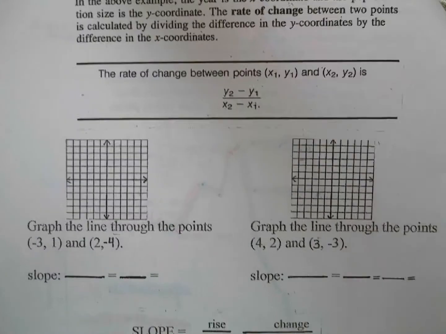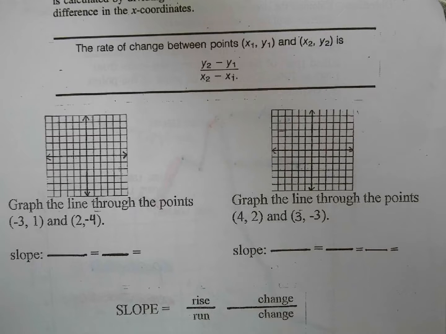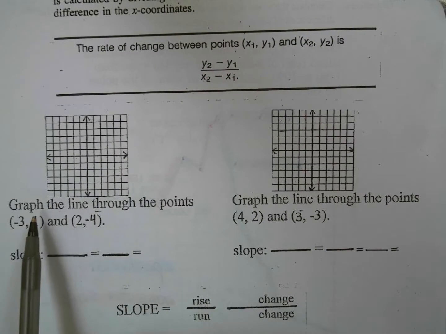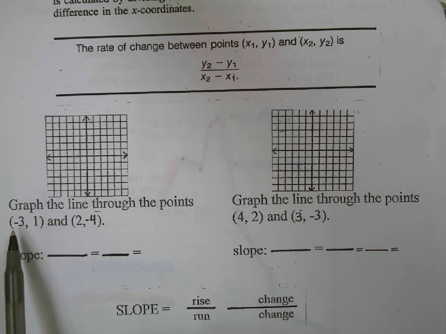So I'm going to do one and then you do one, and if you need my help, you call me and we'll work one-on-one with the second one, okay? So graph the line through the points (-3, 1).